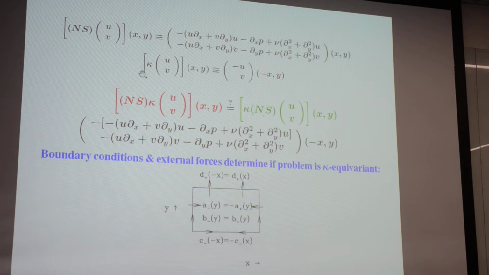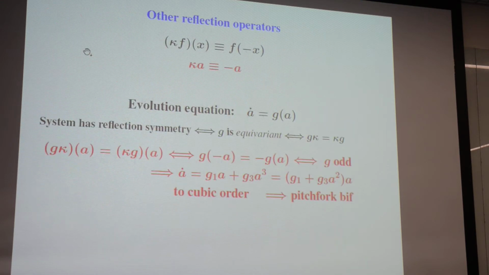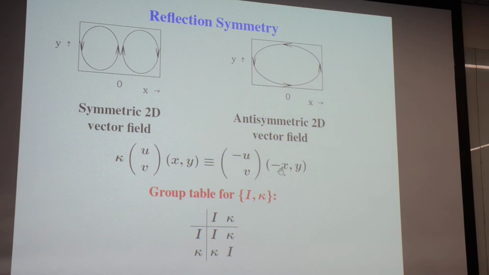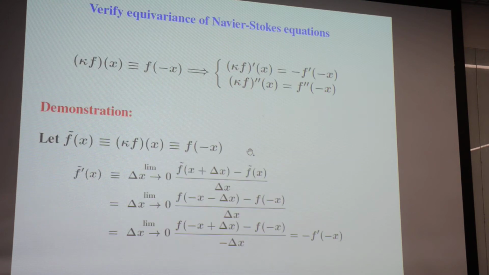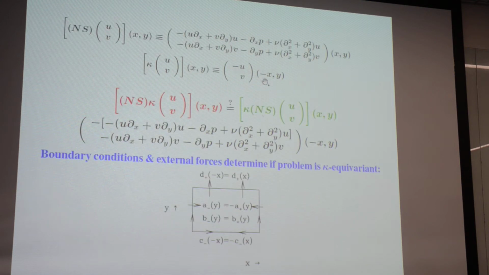Now, I'm going to have a kappa operator, the one defined in the very first slide. This is x reflection, in the x direction, on a 2D vector field uv of xy. Recall we did this over here: we switch the sign of x and we switch the sign of u, and we leave y alone and we leave v alone. Everybody remember this? That's what we're defining over here. Now we want to see whether this operator, which I call Navier-Stokes on UV, commutes with kappa or not.